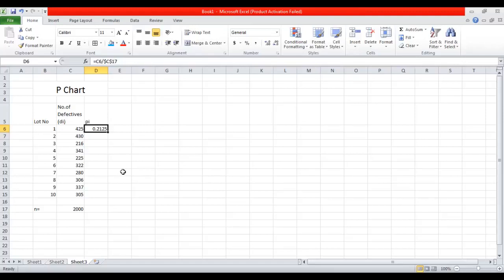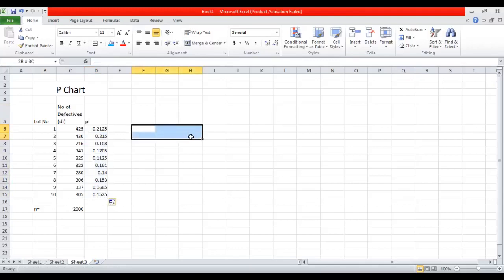So for the first problem, we are going to calculate the PI values. Yes, the N value is 2000 itself. So in this way, we are going to find out the PI values for all the different values. Now we will be writing the control limits for P chart. So coming to the control limits of P chart, what are the control limits formulas?